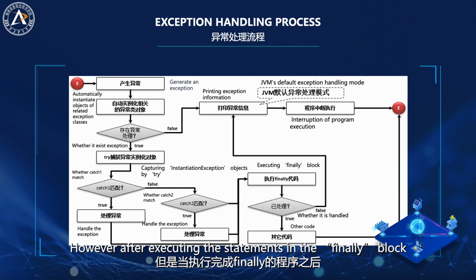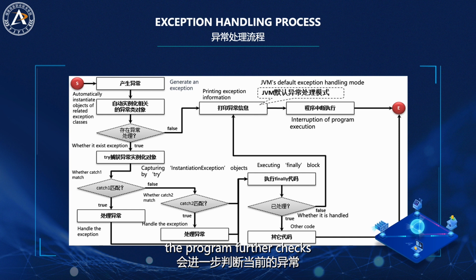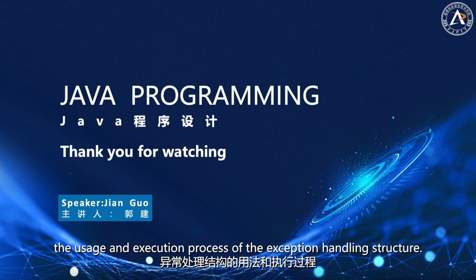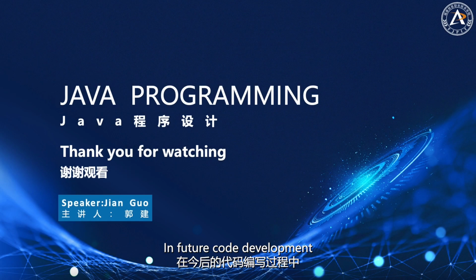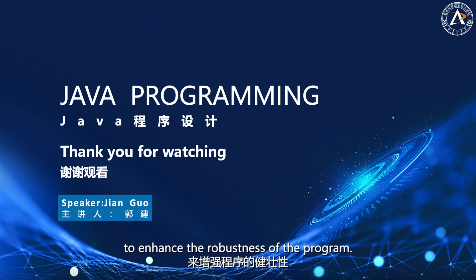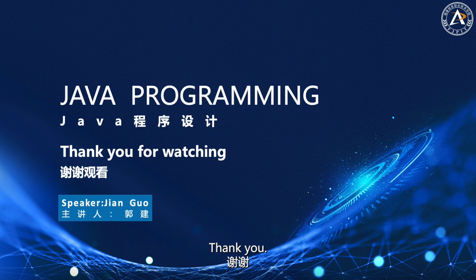However, after executing the statements in the finally block, the program further checks whether the exception has been handled. If it has been handled, it continues to execute other code. If not, the JVM applies the default handling. This class mainly introduced the usage and execution process of the exception handling structure. In future code development, it is advisable to add appropriate exception handling structures to enhance the robustness of the program. This concludes the lesson. Thank you.